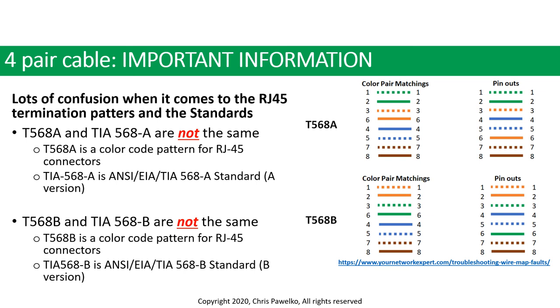So T568A and TIA 568-A are not the same. So you got to remember that T568A is a color code pattern for RJ45 terminations, whereas the TIA 568-A is the TIA 568-A standard, the A version of that standard. And then the same goes for the 568B. So T568B and TIA 568-B are not the same. So T568B is a color code pattern for RJ45 connectors. And the B revision of the 568 standard is called the TIA 568-B. So please do not get these confused. You don't have to.